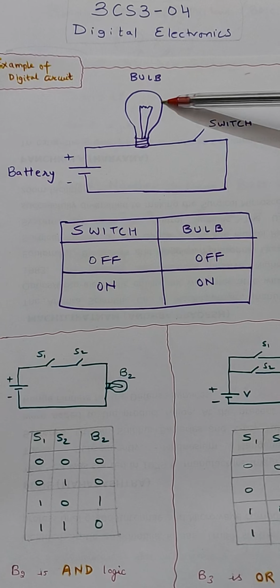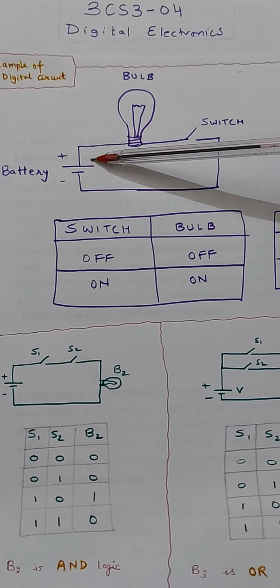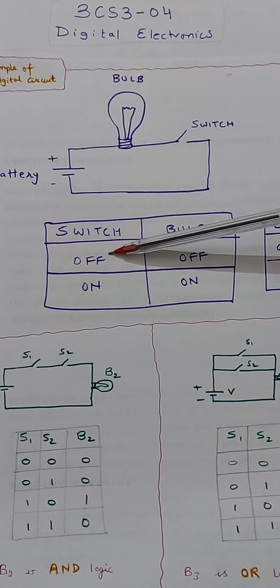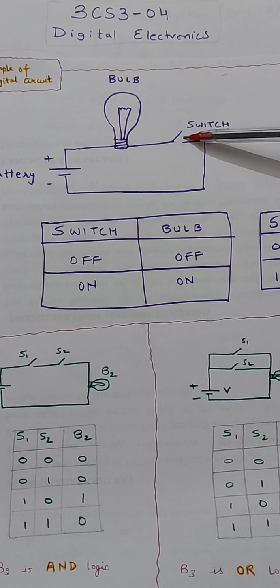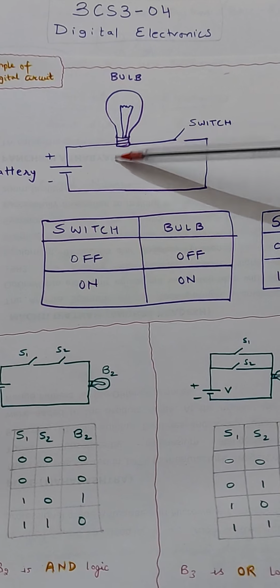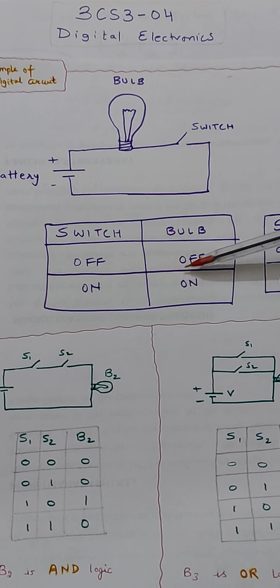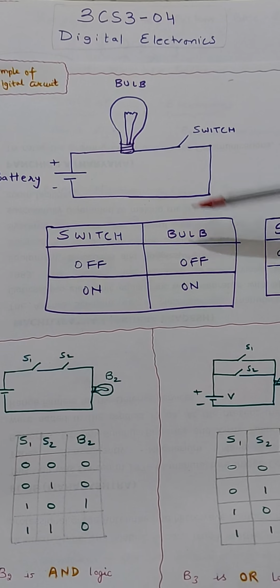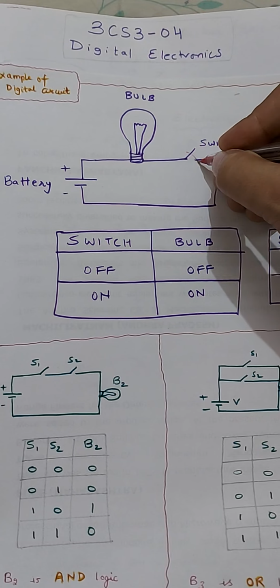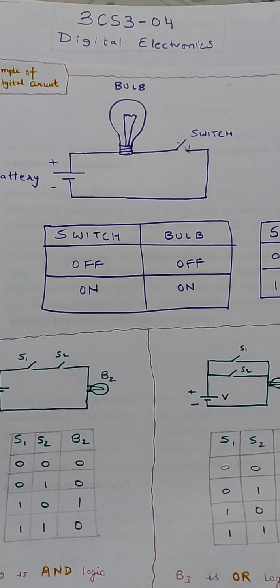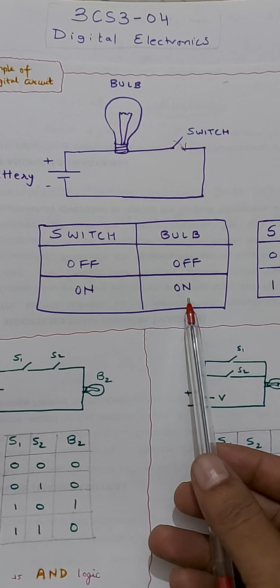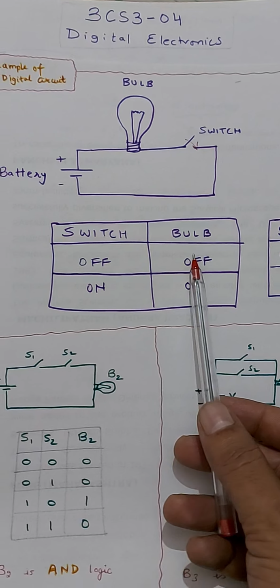Let's have a bulb and a switch connected with wires to a battery. When the switch is off, it is in off position at present, not connected. The bulb will not receive any current due to open circuit and the bulb will be off. When the switch is closed, then the bulb will receive current, and due to this connection the bulb will be on. So when the switch is on, bulb is on. When the switch is off, bulb is off.